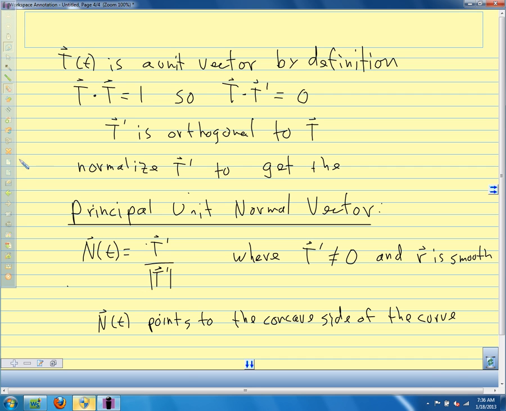Okay, let's look at an example of calculating a unit normal vector, and then we'll talk about a shortcut that we can use sometimes.